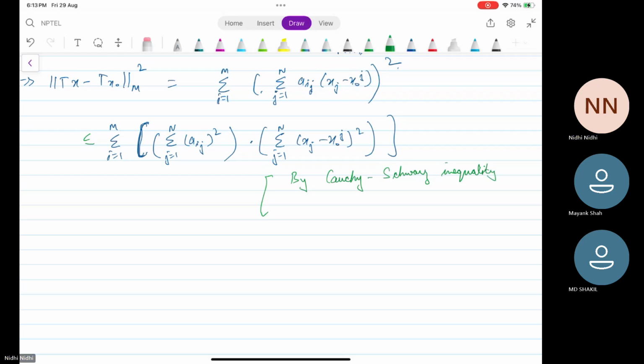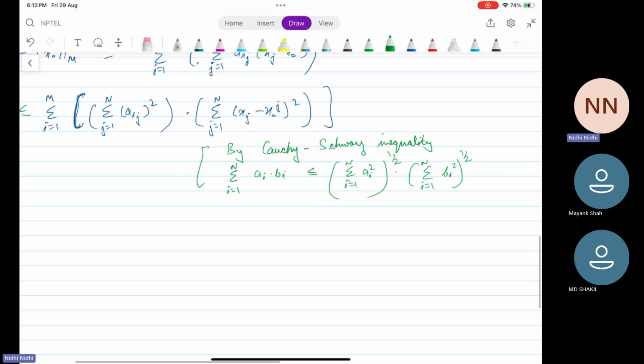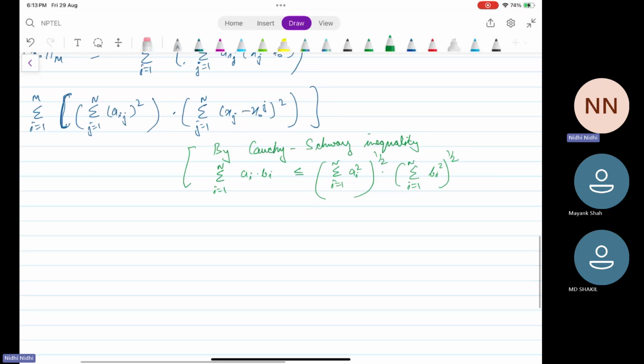we have something of this form. This is the inner product, and it will be less than or equal to the product of the norms: the summation over i from 1 to n of ai square to the power 1 by 2, times the summation over i from 1 to n of bi square to the power 1 by 2. Then we take ai to be aij and bi to be xj minus x naught j.